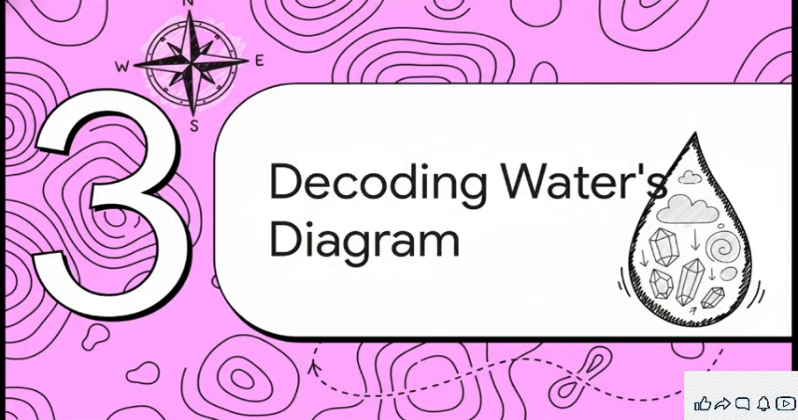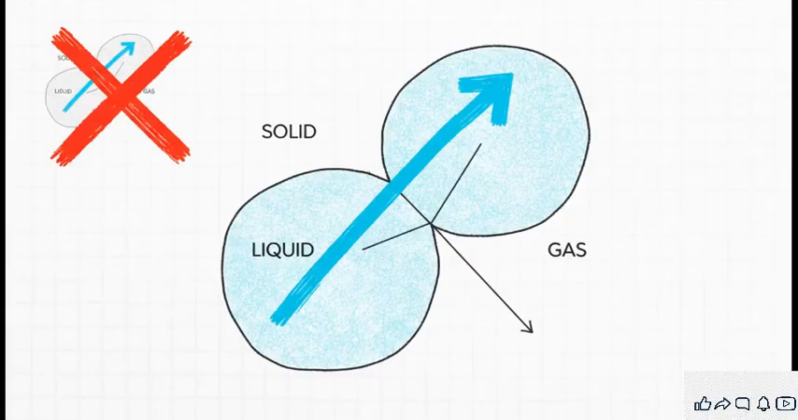All right, enough with the theory. Let's put our new map reading skills to the test with something we see every single day, water. But don't be fooled by how common it is. Water's map is hiding a truly bizarre secret that has literally shaped our entire planet. So here it is, the phase diagram for water.